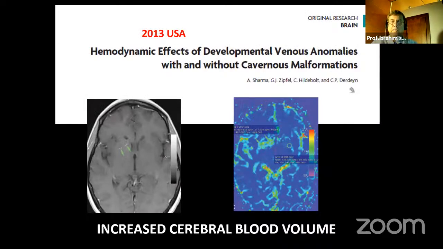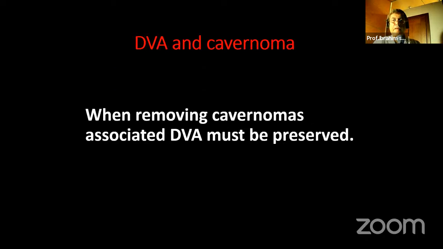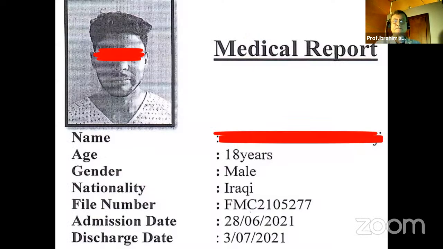Again, they can cause increased cerebral blood flow, as we mentioned before. So there is a causative role of DVA in the formation of de novo cavernomas, increasing the chances of hemorrhage and the chances of growth. This is the revolution I'm talking about. And when you have a case of DVA and a cavernoma, don't touch the DVA, just remove the cavernoma. I will demonstrate this in this case.